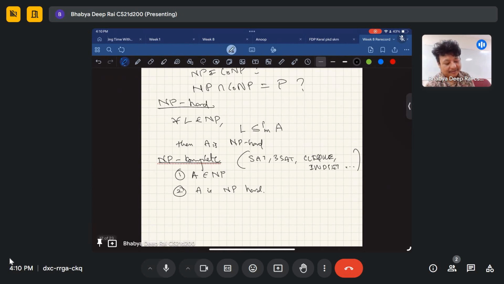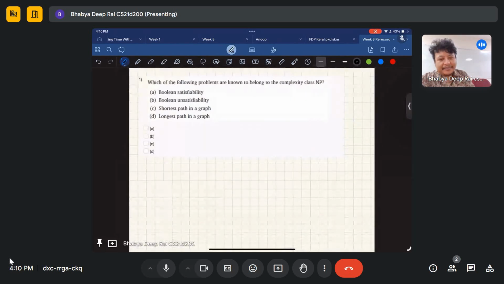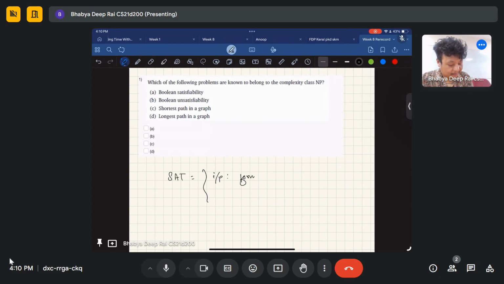Now, which of the following problems are known to belong to the complexity class NP? Boolean satisfiability is NP complete. Not only is it in NP, it's NP complete. So, what is SAT? Input is a formula phi which takes n inputs, and output is yes if phi is satisfiable.